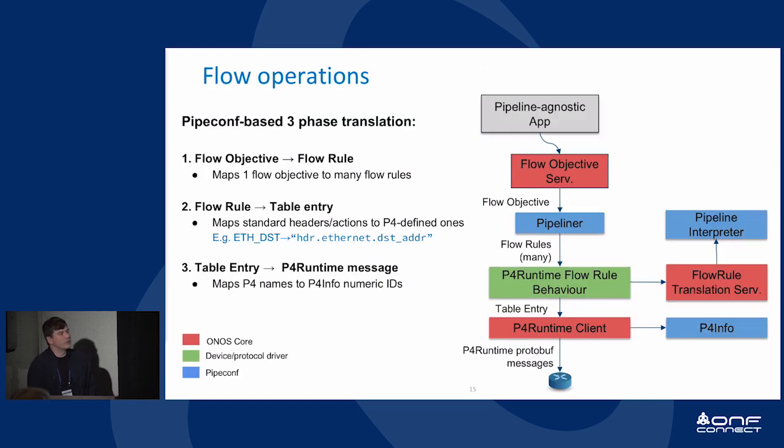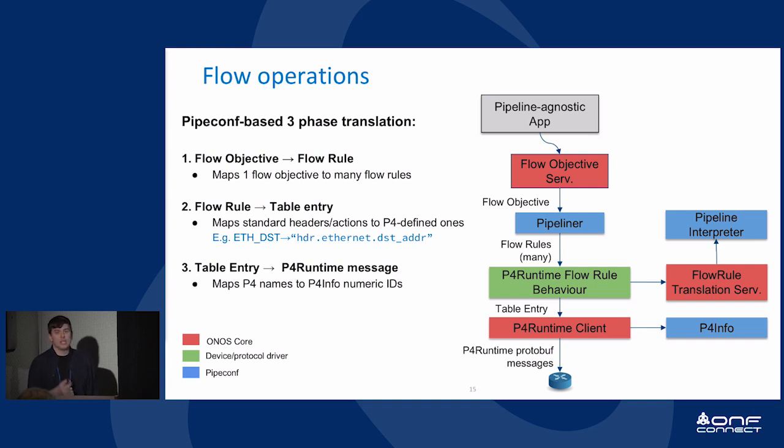This is an example of how we perform flow operations. So we have what we call a three-phase translation. Assuming we have an application that is pipeline agnostic, so this application is programming the network using flow objectives. In the first translation, we translate one flow objective into many flow rules. In this case, the flow rules are specific to the given tables of the pipeline. And this is operated by the pipeline or driver behavior, which is provided as part of the Pipeconf.